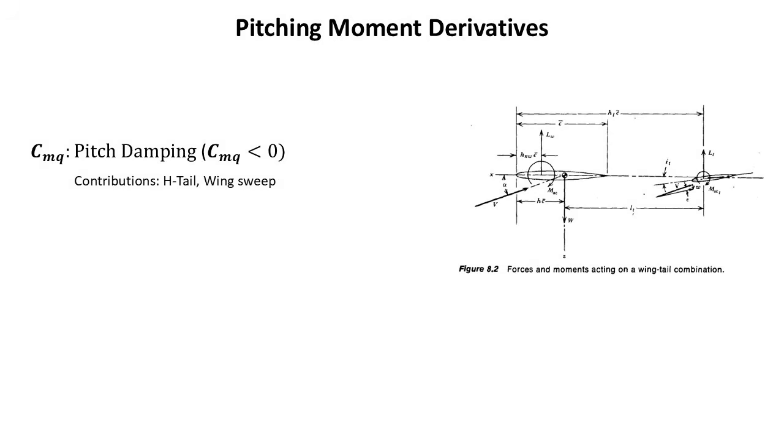A horizontal tail is the major contributor to pitch damping, but without a tail, the wing sweep angle and wing CP location also have a little bit of an effect, so this is something to watch carefully in designing a tailless aircraft.